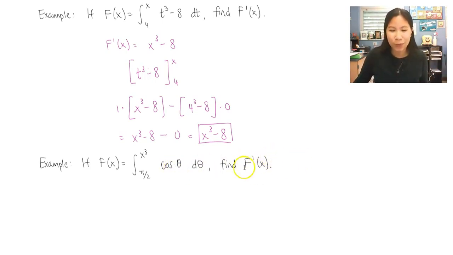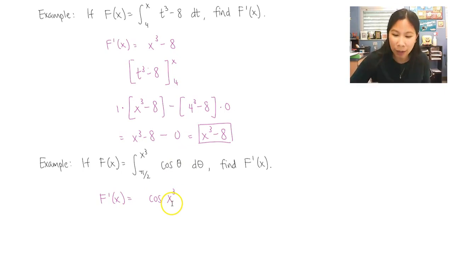Okay, but we're finding the derivative. So if we are trying to find the derivative of f of x, f prime of x is going to be, if this was just x right here, this cos theta, when we find the derivative of this integral, would cancel out, and so we end up with cosine, and instead of theta, it would just be x. But we have x cubed, so we're going to plug in x cubed instead of theta. But then that part about multiplying by the derivative of whatever that is, because we have an x cubed now, we also need to figure out the derivative of x cubed, which is 3x squared.